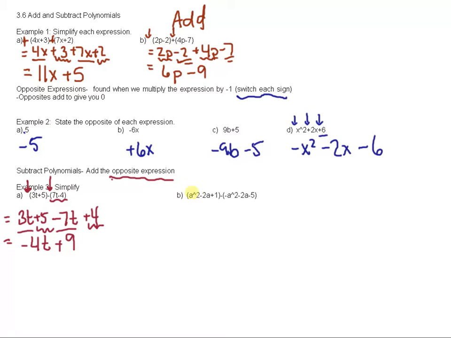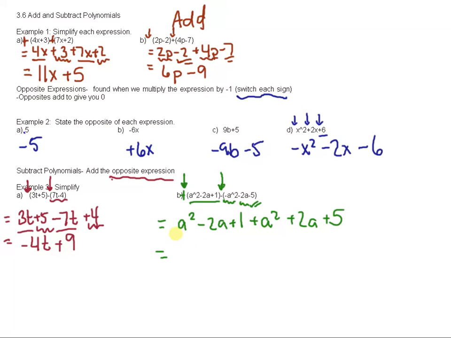Okay, now, again, in front of this bracket, there's a plus sign, so we can just drop the brackets. I get a squared minus 2a plus 1. But in front of the second bracket, it's a negative sign. So let's flip the sign of every single term in the bracket. Negative a squared becomes positive a squared. Negative 2a becomes positive 2a. And negative 5 becomes positive 5.